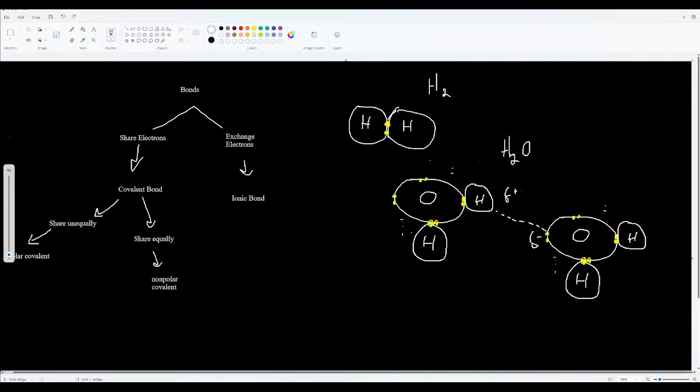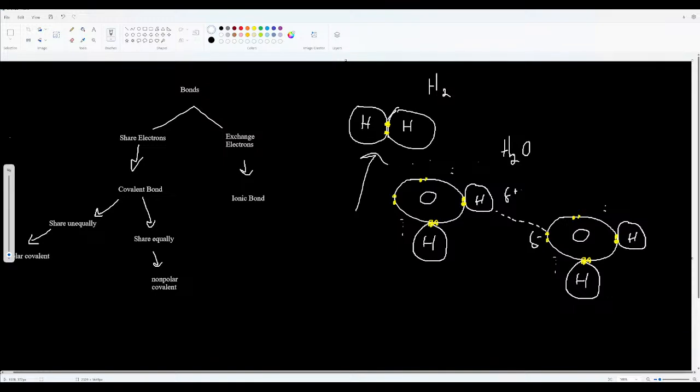So with that in mind, with the properties of water in mind, and with polar covalent bonds and non-polar covalent bonds in mind, just take that all into consideration. This is a property that's present in water, the ability to hydrogen bond.